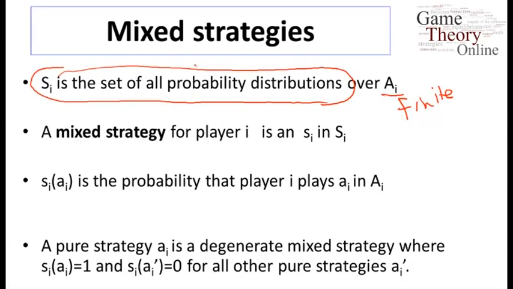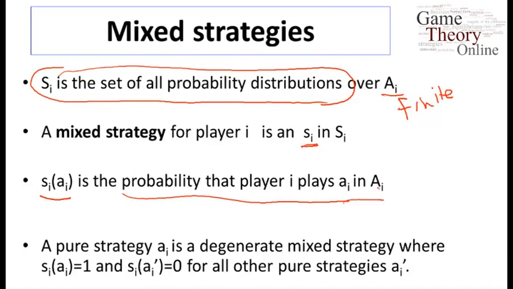So a mixed strategy for a player then is just a choice of a particular distribution, and the notation we'll use is that s_i(a_i) is the probability with which player i plays a particular action. So that'll keep track of what probability they're playing each action with.